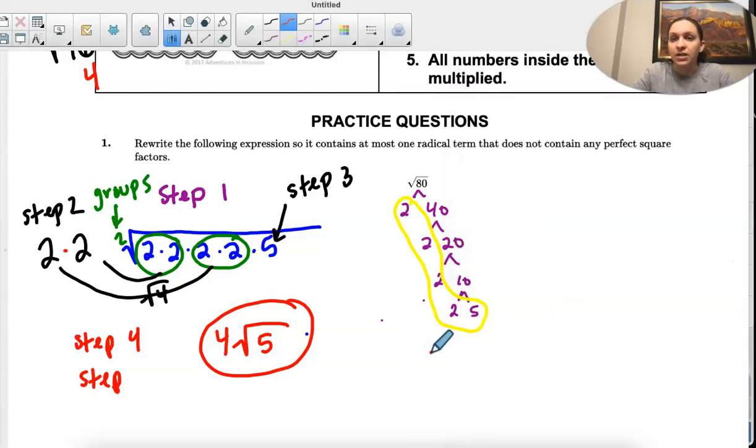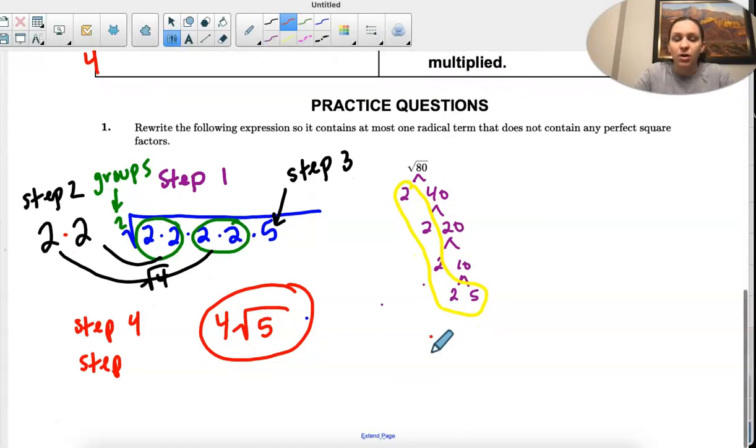And that's what this section is. So the next problem will include some variables, then it'll have both numbers and variables. But we're going to follow these steps every time.